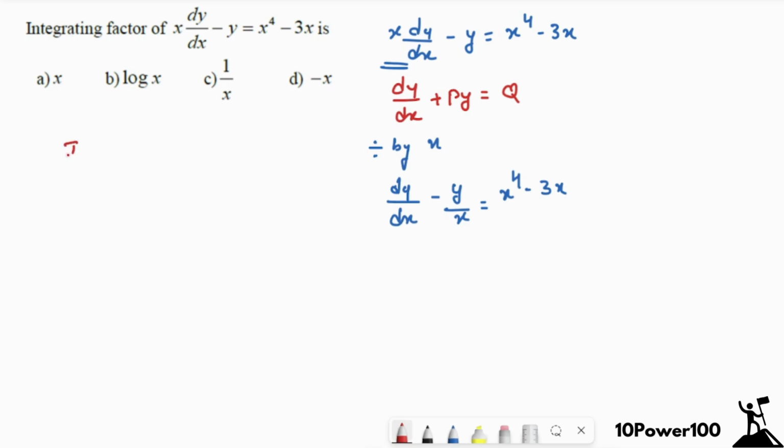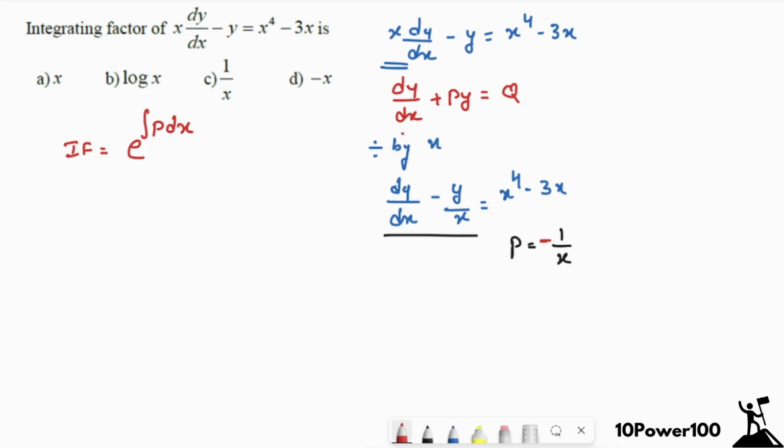Okay, I'll write the integrating factor. Integrating factor is equal to e power integral of p dx. If you observe this equation carefully, we get to know what p is. P is equal to 1 by x along with the negative sign. That is very important here. Minus 1 by x is p.